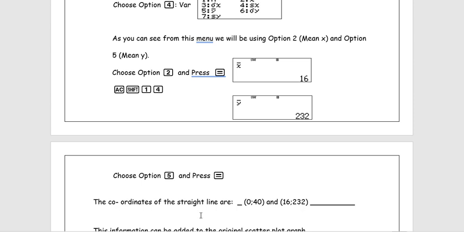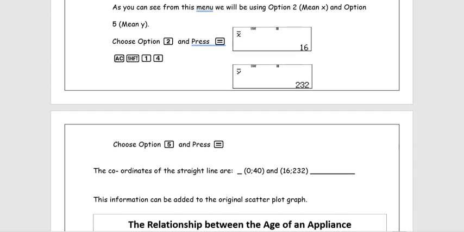So I have got 2 different sets of coordinates. I can use these to plot my line of best fit, or draw in my line of best fit. So what are the coordinates that I have got? I've got my y-intercept, 0, 40. And I've got my mean, or my average, x and y values, 16 and 232. Let's have a look. How am I going to use this?